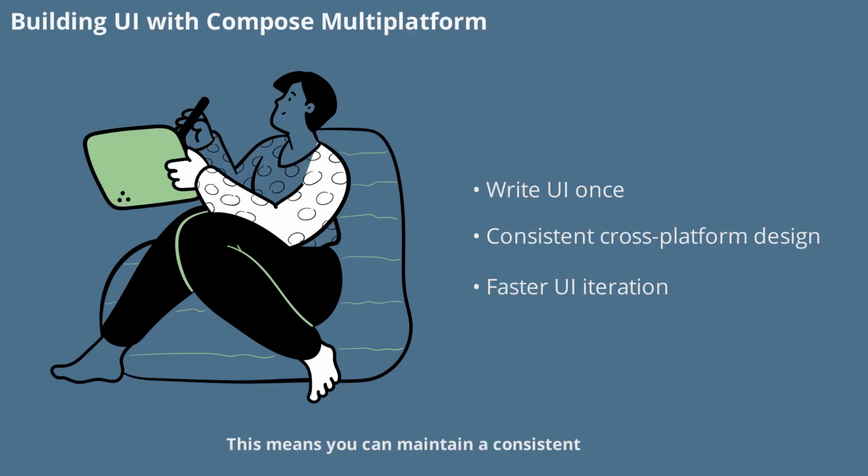Compose Multiplatform allows you to write UI components once and reuse them across Android and iOS. This means you can maintain a consistent design and user experience without duplicating code. By leveraging Compose's powerful features, you can quickly build and iterate on your UI, saving significant development time and effort. The result is a unified look and feel that users will appreciate, regardless of their device.